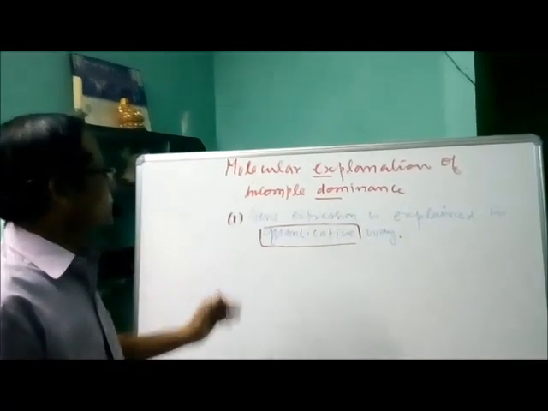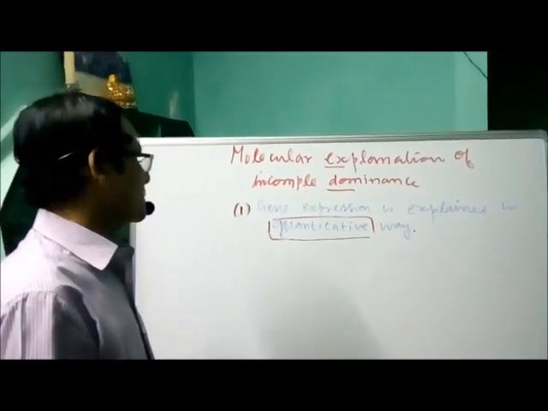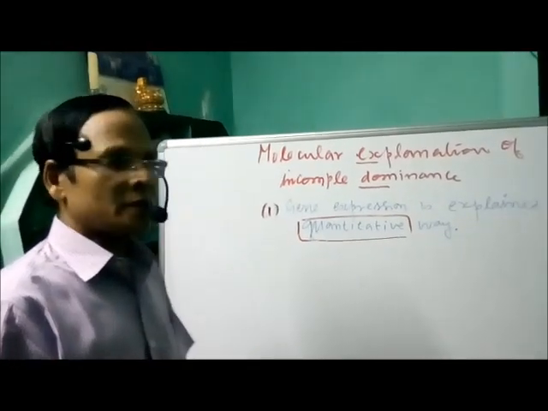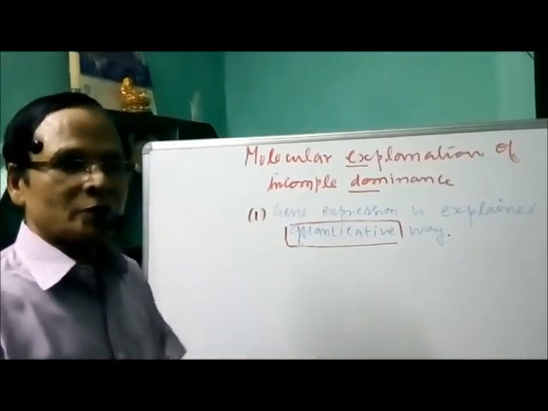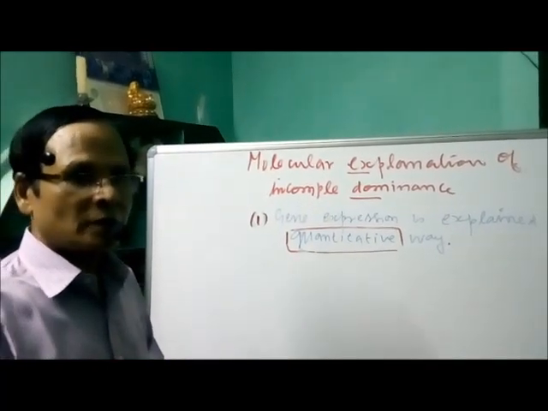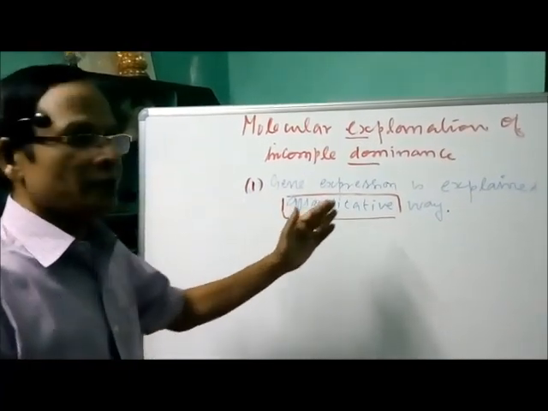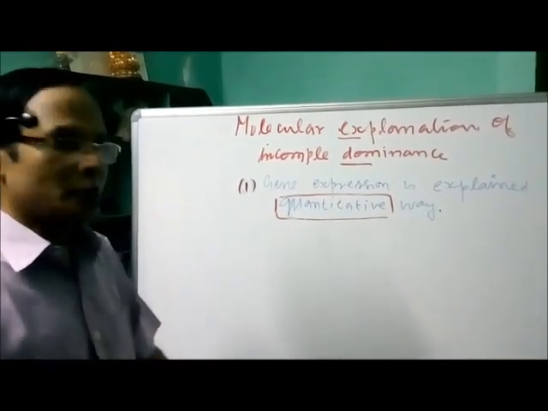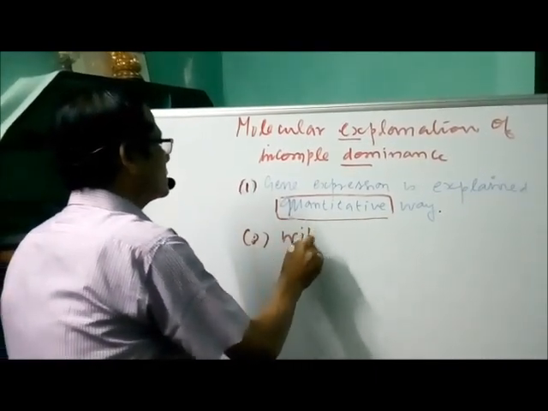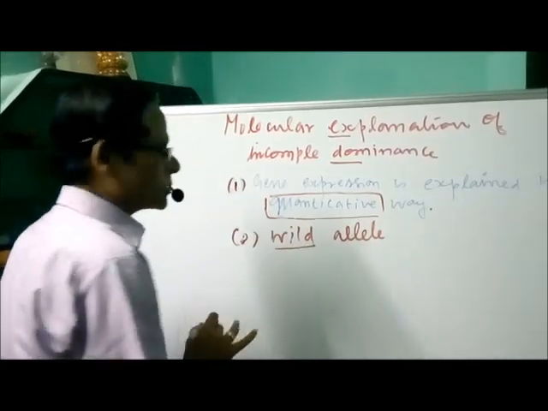Now the molecular explanation for incomplete dominance can be given based on gene expression in a quantitative way. That is, how much pigment is produced. Accordingly, we have the red color flower, the pink color flower or the white color flower. This is what is called the quantitative way, the amount of pigment produced. Now we have a wild allele. The wild allele is the dominant allele. The normal allele is called the wild allele.